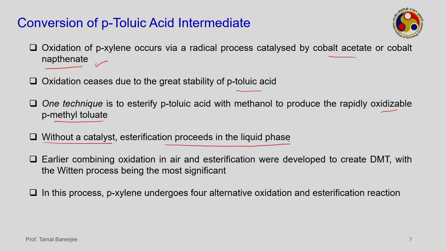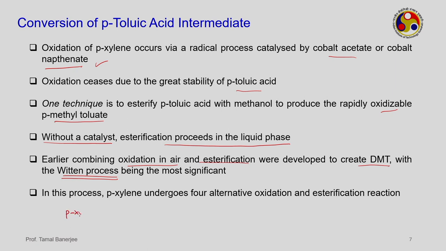Esterification proceeds in the liquid phase to form paramethyl toluate. Remember this particular step. So what we do is combine oxidation in air and then esterification, then again you oxidize and again you do esterification to form and create DMT. This process is called the Witten process, W-I-T-T-E-N. In this process, paraxylene will undergo a set of four alternate oxidation and esterification reactions. So what is the process?